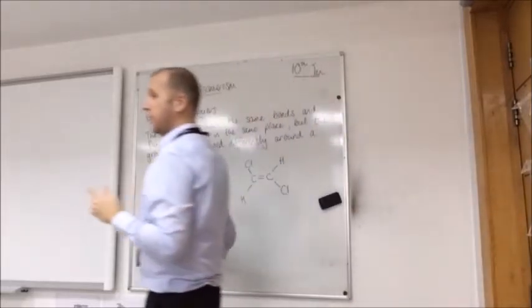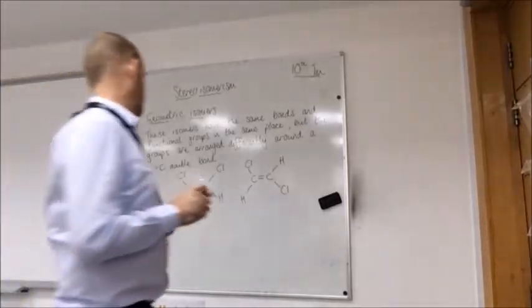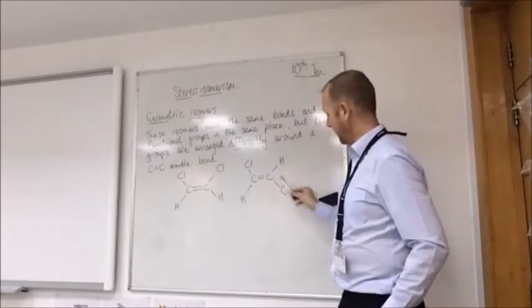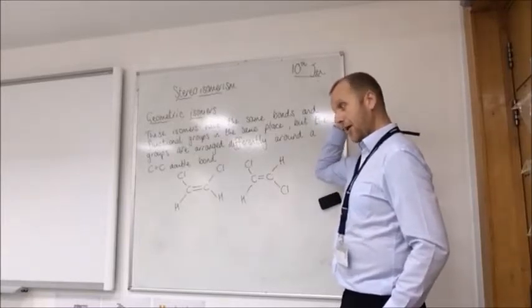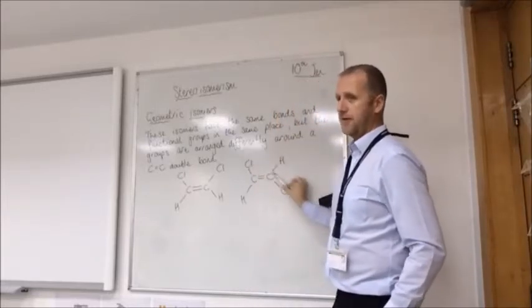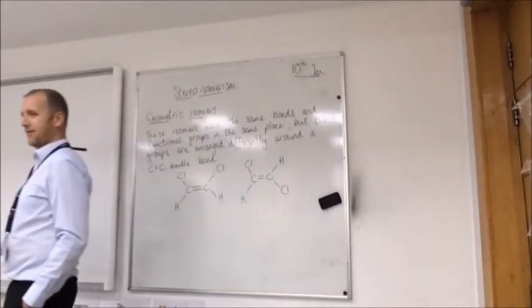So those are two isomers of 1,2-dichloroethene for a start. That's its name. But they are arranged differently in space. This one has both chlorines on the same side of the double bond. This one has them on opposite sides. We've got a word for that, in fact 2 words for it. One to mean on the same side, one to mean across the bond or on different sides. They are cis and trans.